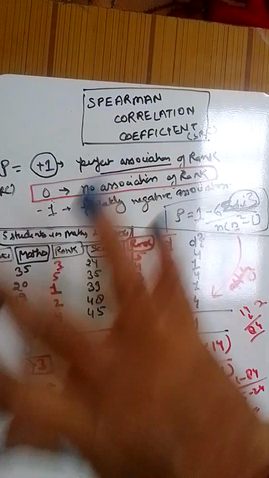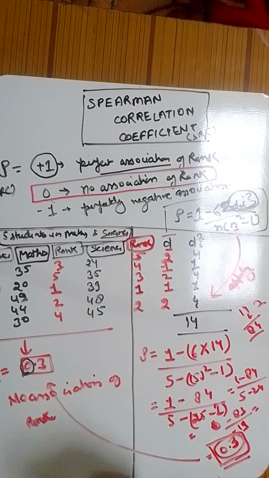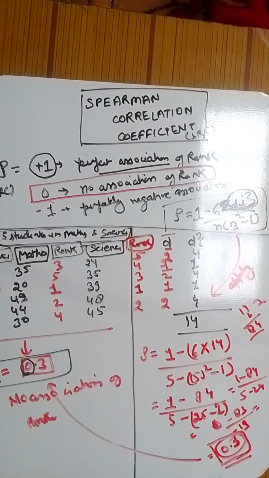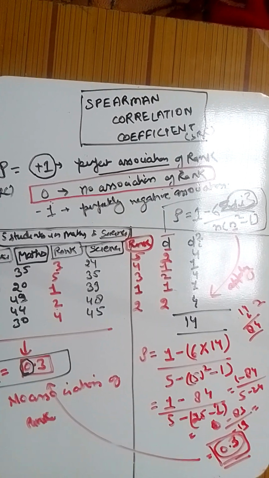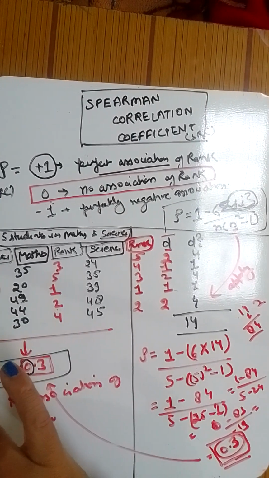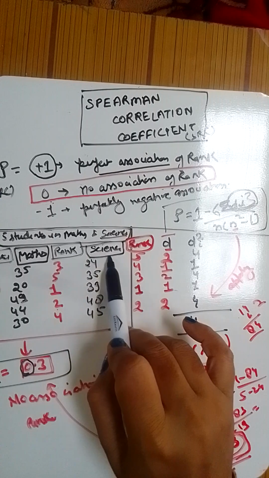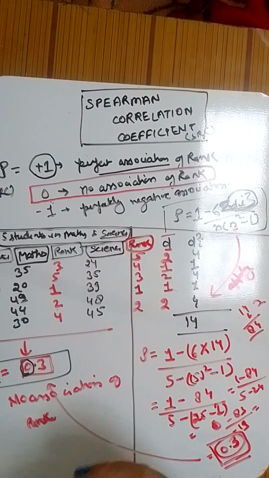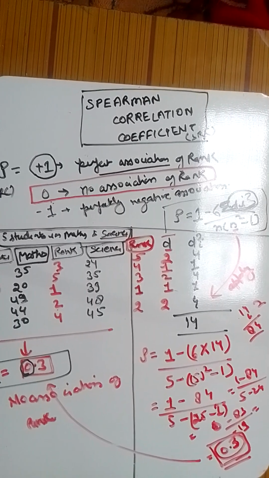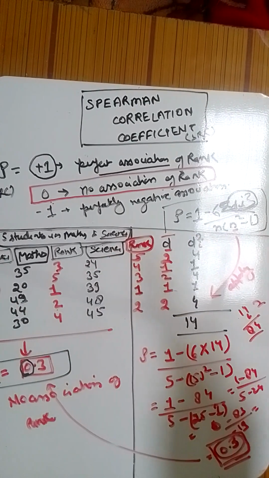By seeing this Spearman correlation coefficient value, data scientists don't go into the whole scenario, but just by seeing it they would say that the two ranks we got from this data are not closely associated. They are independent of each other. The maths rank is independent of the science rank for the same students. It means that a student who is good in maths is not necessarily good in science also.